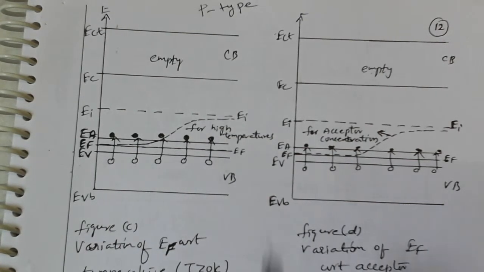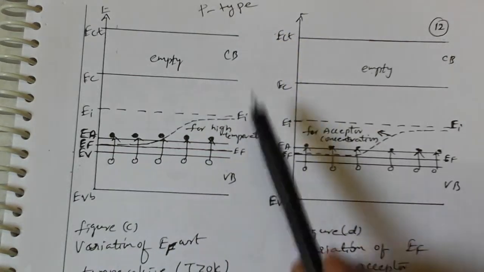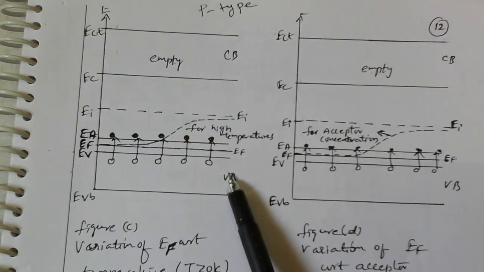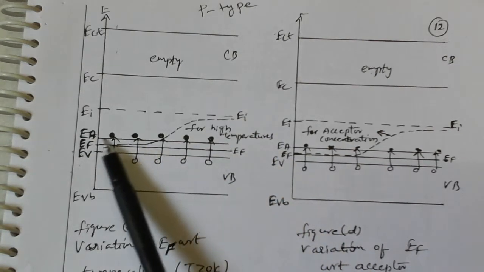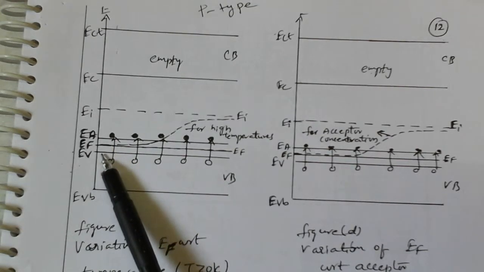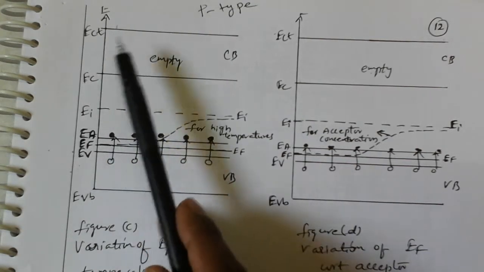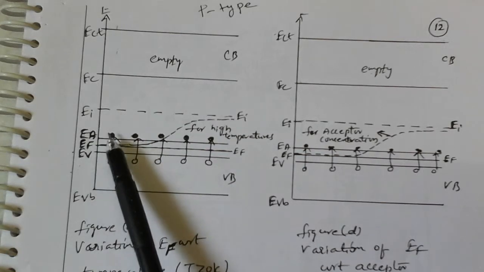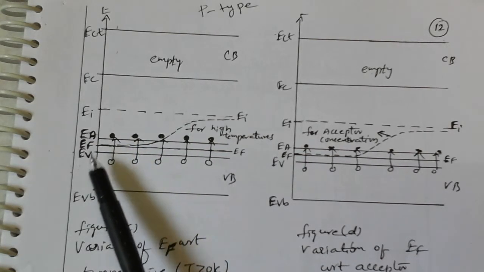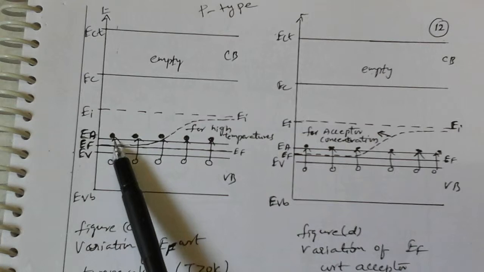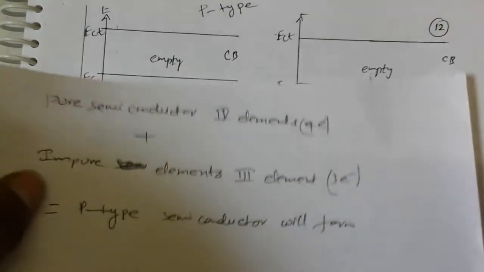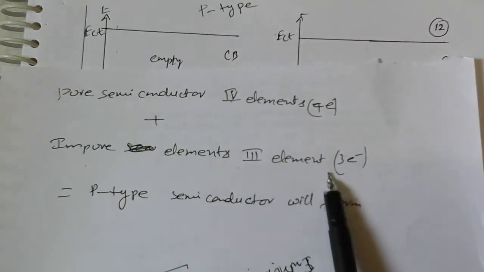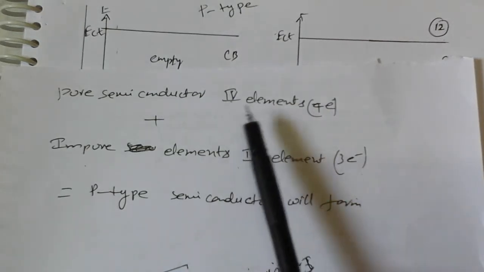In this entire p-type material we have the conduction band, intrinsic energy level, acceptor energy level, Fermi energy level, and valency band. This acceptor energy level is coming due to what? Due to third group elements, which are added to the fourth group element.